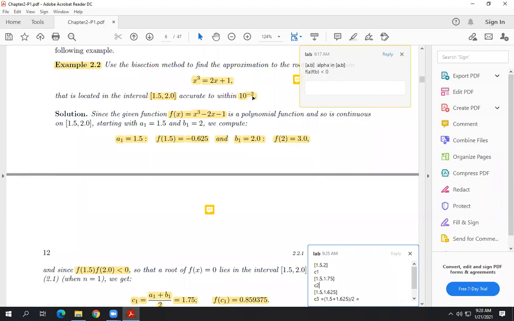So therefore, the good point of the bisection method is what? It always converges. But the bad point of the method is that it converges very slowly. That means to come closer to alpha or get good accuracy, we have to use the formula many times here.